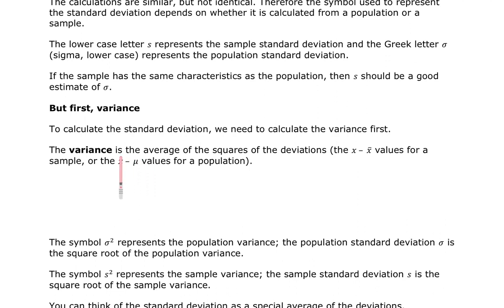So variance is the average of the squares. I'll take my data piece, subtract off the mean, and then square it. Sigma squared represents the population variance, and S squared represents the sample variance. Now, how are these related to standard deviations? Well, variance is sigma squared or S squared. Standard deviation is just sigma or S.